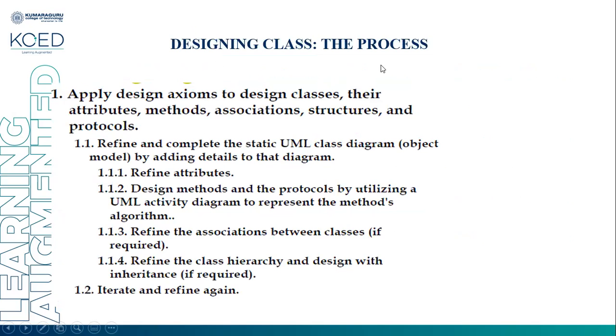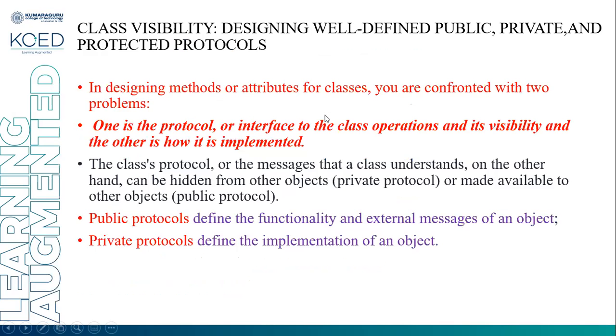Designing the classes, the process. Apply the design axioms to design the classes, their attributes, methods, associations, structures, and protocol, which we discussed already. Refine and complete the static UML class diagram, the object model, by adding detail to the diagram. Refine the attributes. Design the methods and protocols by utilizing a UML activity diagram to represent the methods' algorithms. Refine the associations between the classes if required. Define the class hierarchy, designing with inheritance if required. Iterate and refine. These are the steps in the class design process.